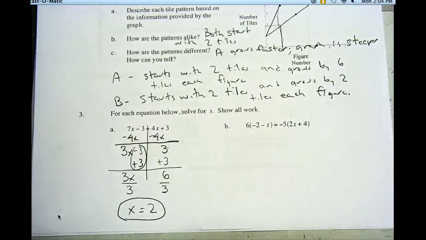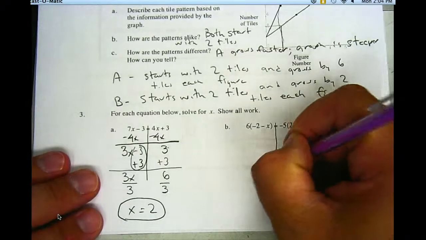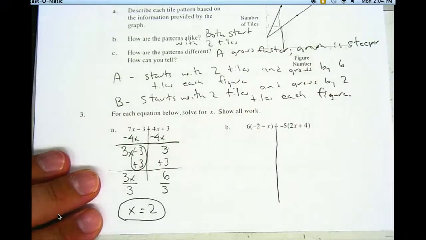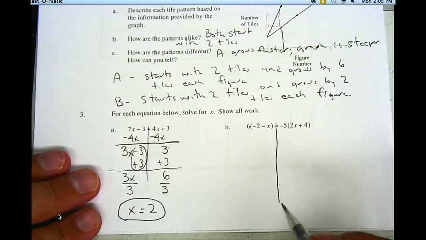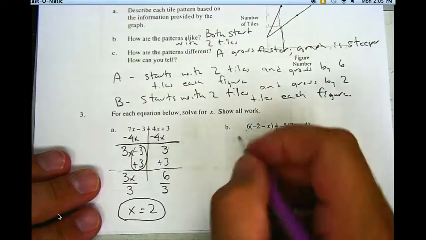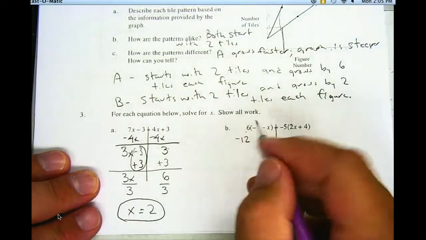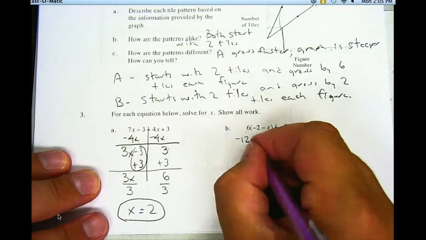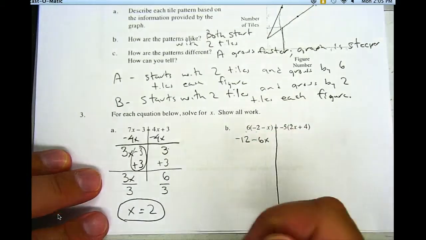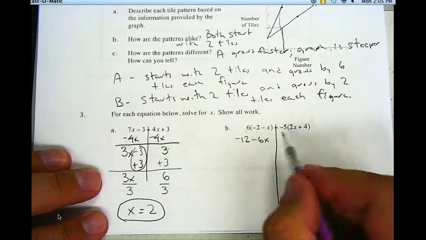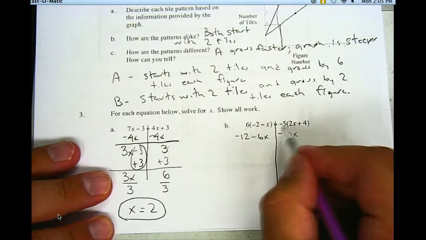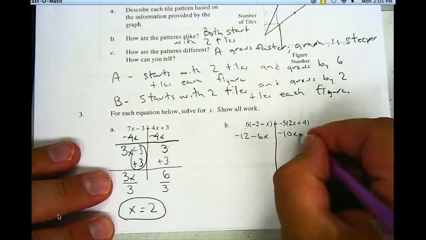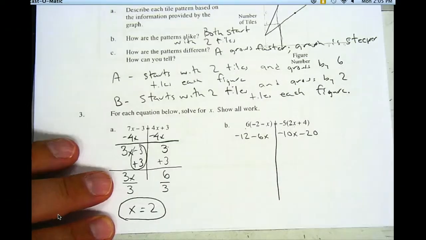When I do my other side of the equation, again I make my fence down through the equal sign. I've got to use the distributive property to get rid of the parentheses on both sides of the equation. So I'll take 6 times negative 2, and that's going to be negative 12. And I take 6 times negative x, and that's going to be minus 6x. On the other side, I take negative 5 times 2x, and I get negative 10x. And negative 5 times 4, and that's negative 20.